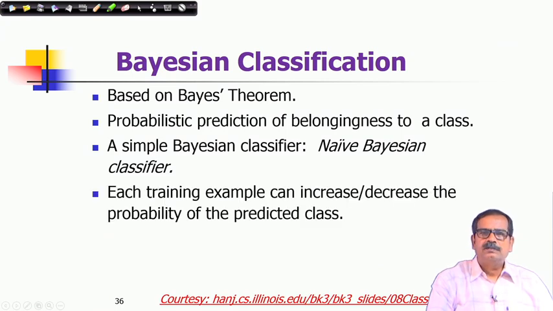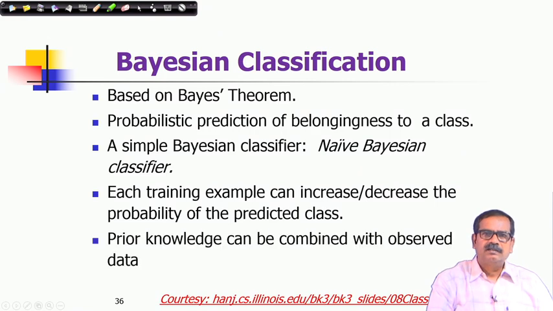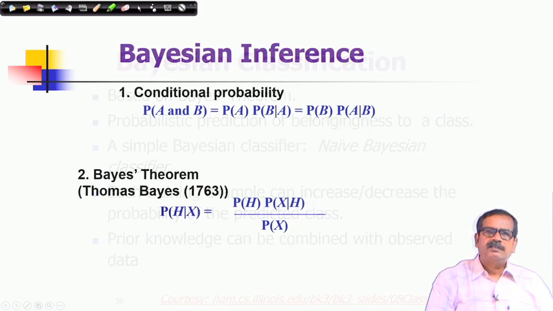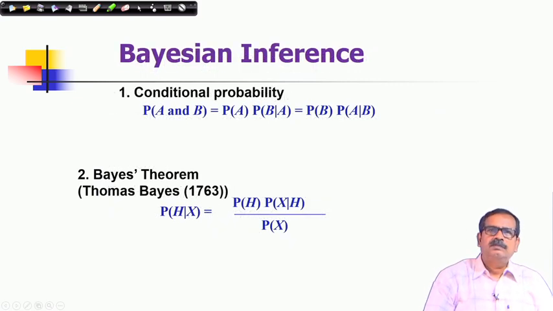Each training example in this case can increase or decrease the probability of the predicted class. So, incrementally you can learn the classifier. That is the advantage of this classification technique, and prior knowledge can be combined with observed data. So, let us consider the Bayes theorem and the inferencing that could be carried out by applying this theorem.